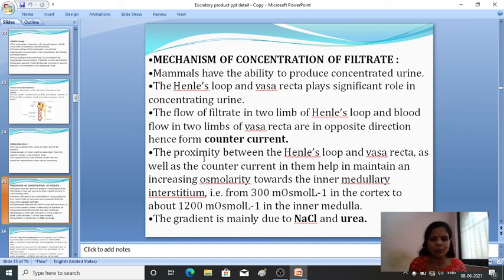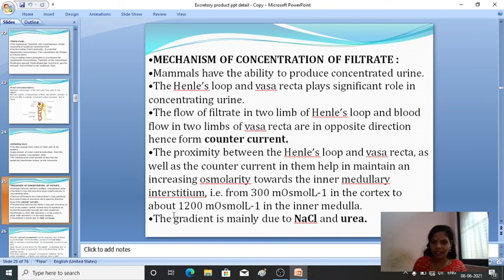The proximity between the Henle's loop and the vasa recta, as well as the counter current, helps in the maintenance and increase of osmolarity towards the inner medullary interstitium. This counter current mechanism helps in maintaining the osmolarity of the ions in the inner medullary interstitium. In the cortex region it is nearly 300 mOsmol per liter.